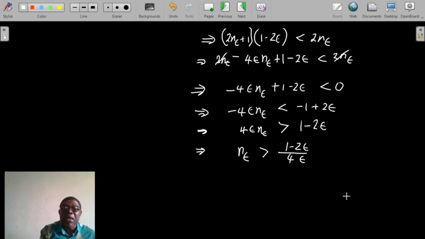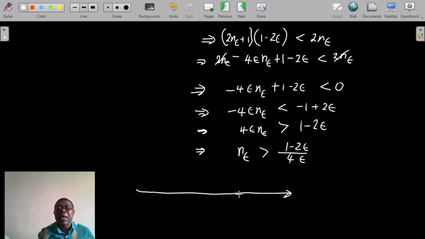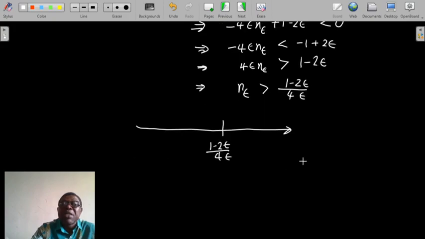So what are we saying? Assuming that here is the real line, and assuming that (1 minus 2 epsilon) over 4 epsilon is here, what we are saying is that any natural number that is above this will do that job for us. So at times what we need is to choose any of them. At times what I do is choose the one nearest to this. Now, how do we see this clearly?